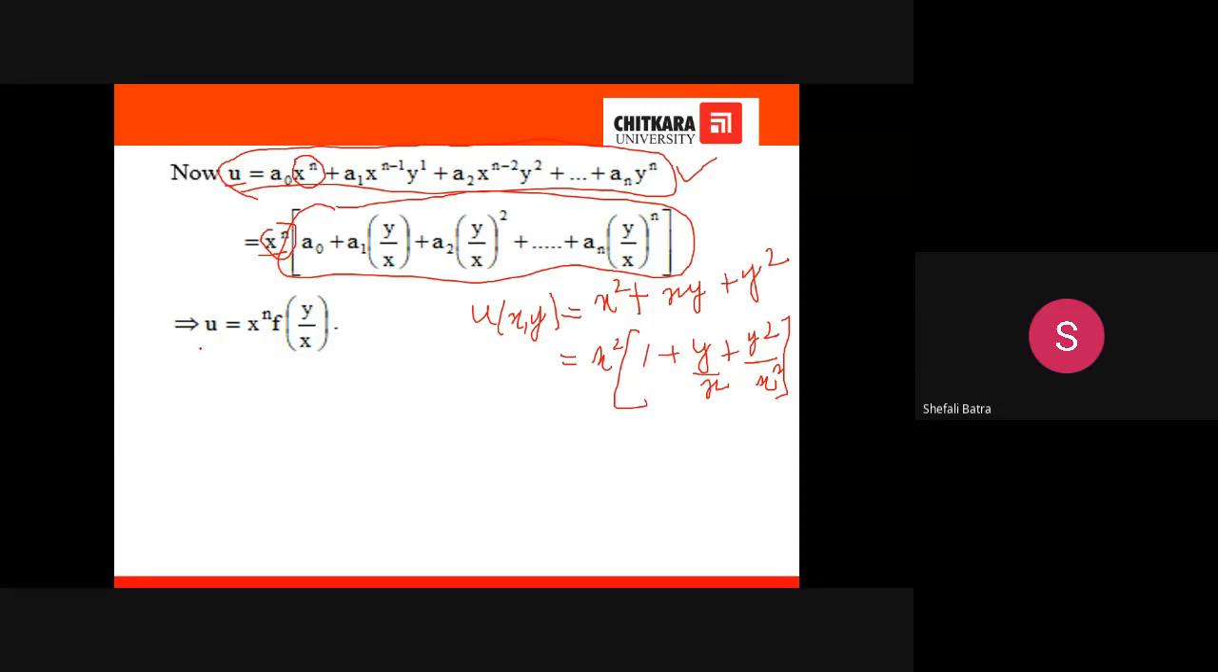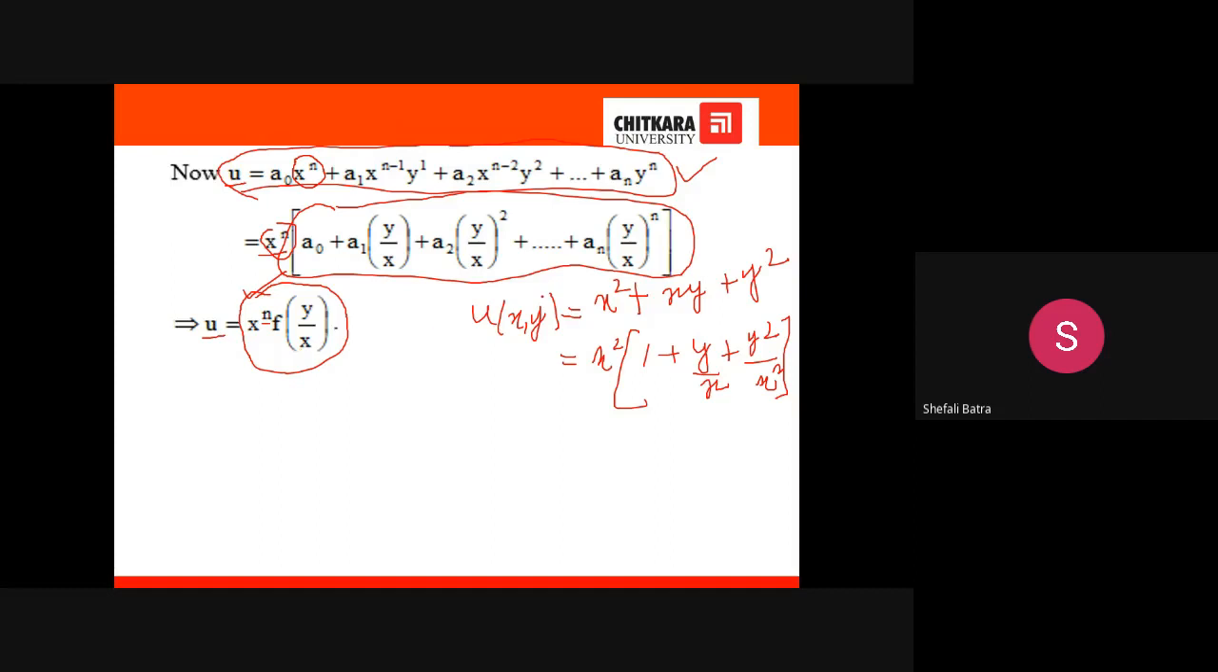So what is the definition? If we are able to express the given function in this form, that is x power n function of y by x, then the function is known as a homogeneous function with the degree n in variables x and y.